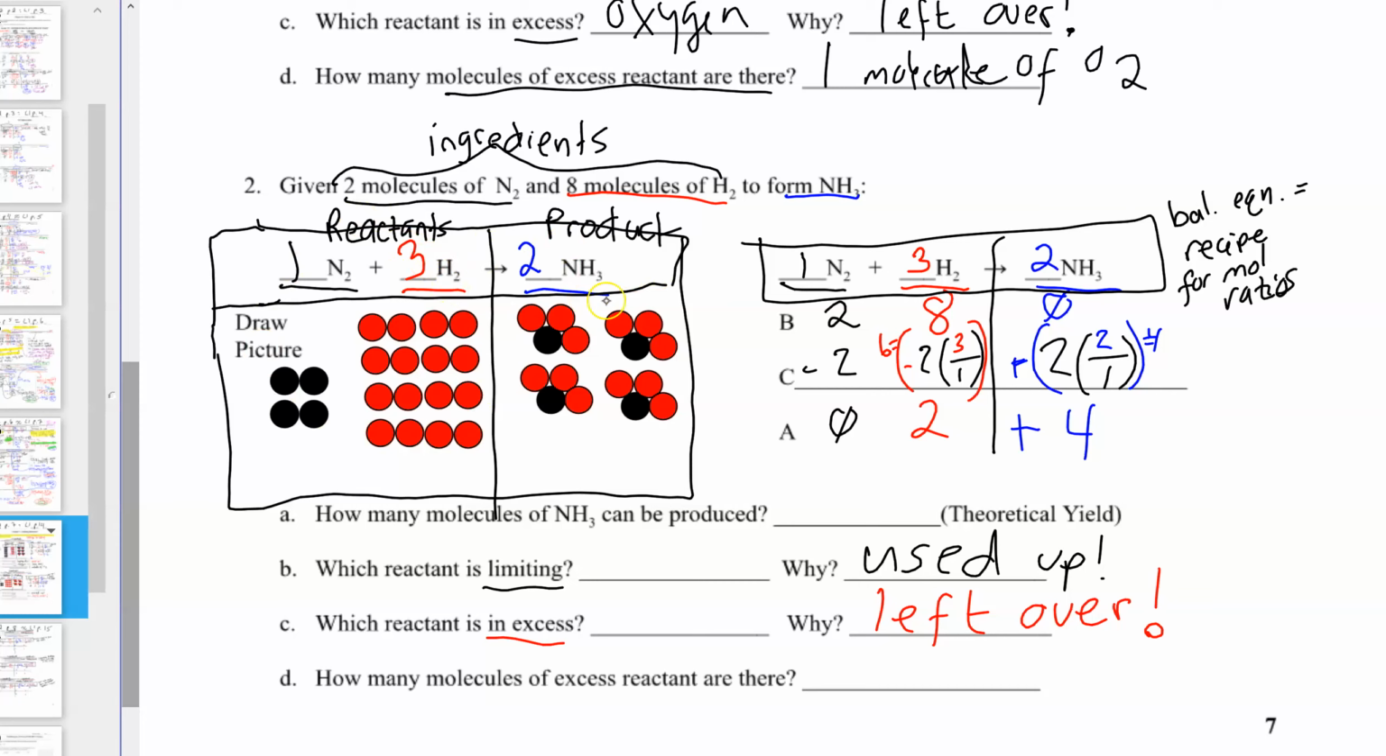Here are my reactants. Here's the products I'm trying to make. There's 2 molecules of N2, 1, 2. There's 8 molecules of H2, 1, 2, 3, 4, 5, 6, 7, 8 molecules.